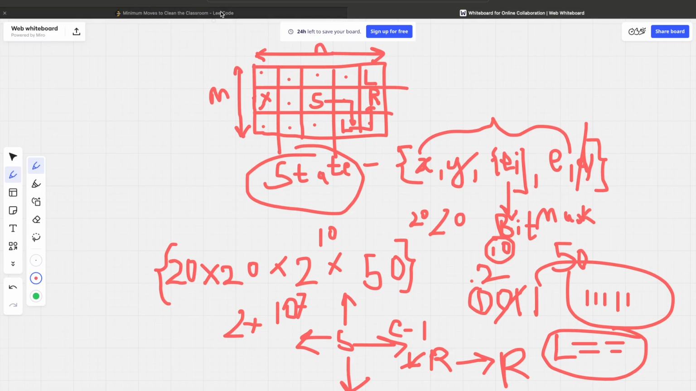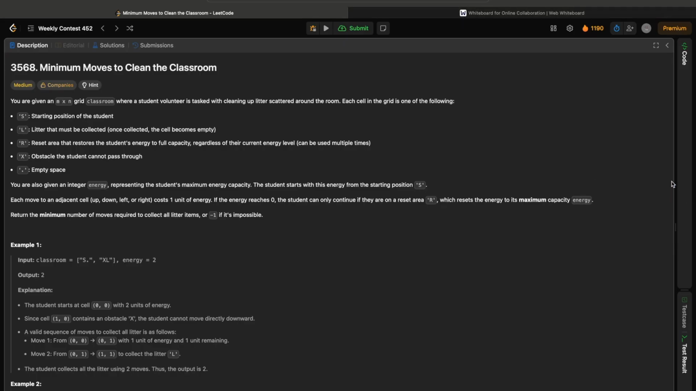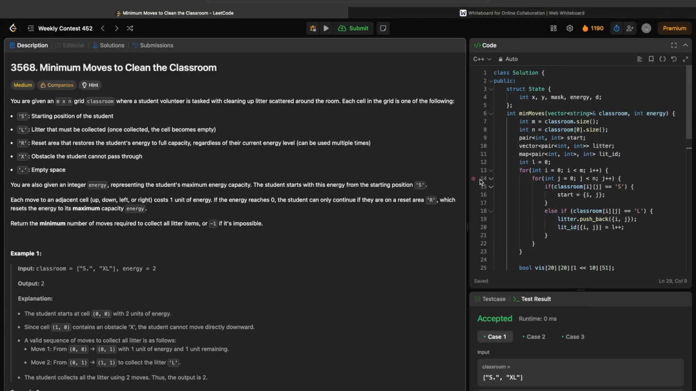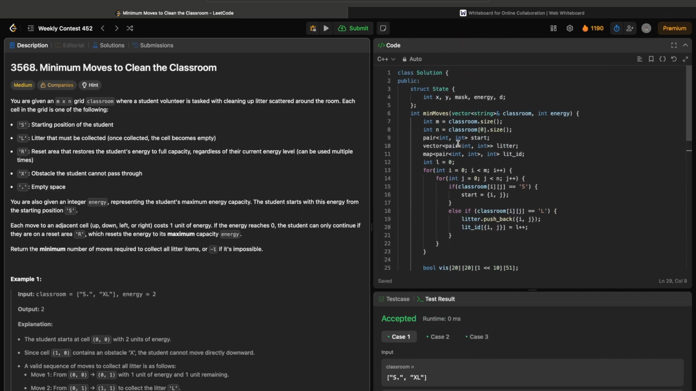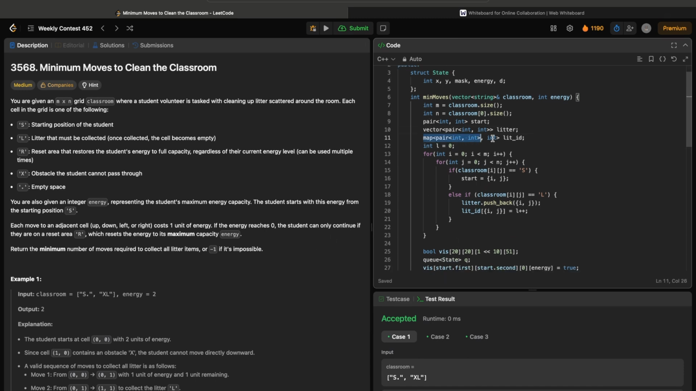So let's see the code behind this problem, and afterwards we'll see the time complexity as well. Basically, I have M and N, row and column. I am maintaining a pair which will be the starting point, from where we need to start. It will be denoted as S, so I will put that in my pair. I will be maintaining a litter indices where the litter is present in the grid. I have a map which will store the pair where the litter is present and its index.